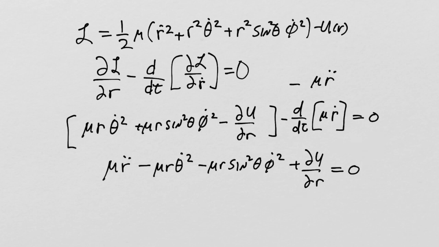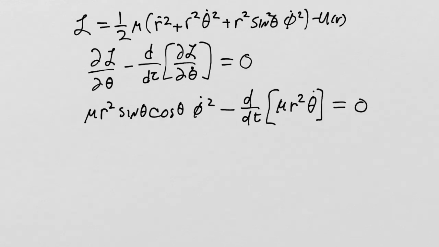Now we have 2 other equations to solve for. The theta equation, the polar angle equation from exactly the same Lagrangian, the Lagrange equation expressed in terms of the polar angle is right there, where now we treat the generalized velocity of the polar angle as an independent coordinate. And this derivative here is just this guy, because the only place where the polar angle appears explicitly is right there, right in this sine squared theta. So that becomes mu r squared sine theta cosine theta phi dot squared.